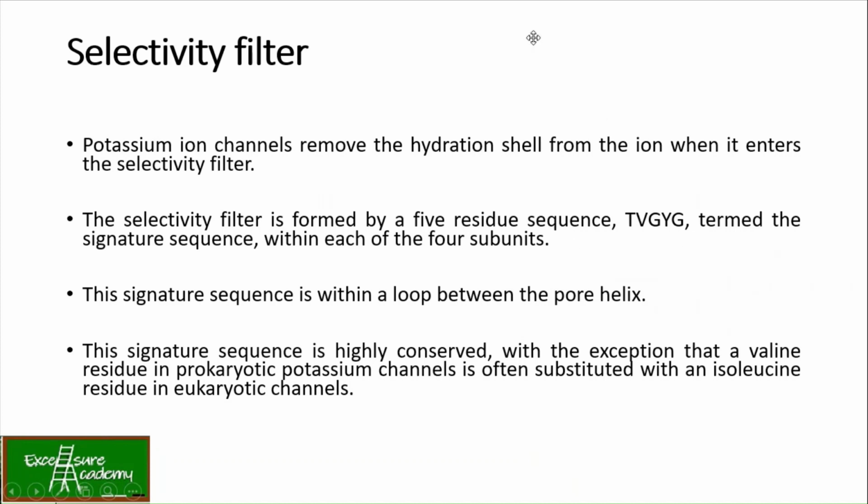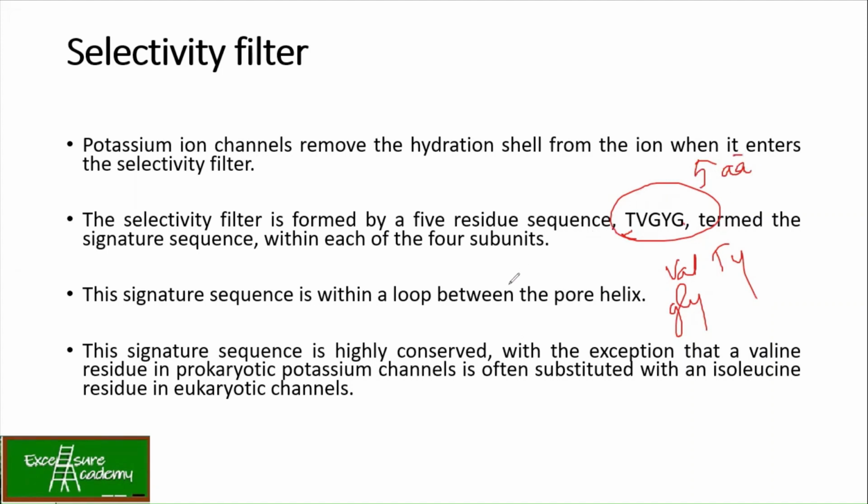So what are these amino acids? T stands for which amino acid? Threonine. Then V. Valine. Yes. G. Glycine. Correct. Y. Tyrosine. Very good. Then again G, so glycine. Okay. So these are the 5 amino acids which are forming the selectivity filter.